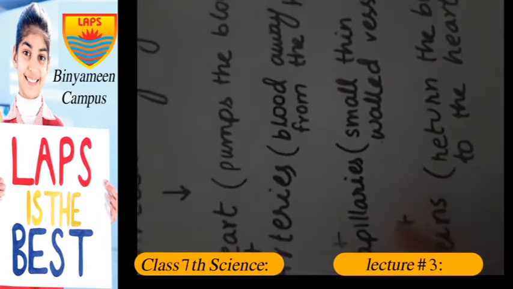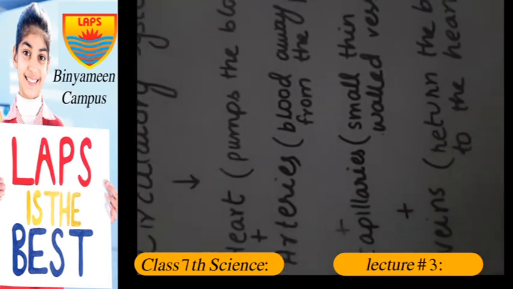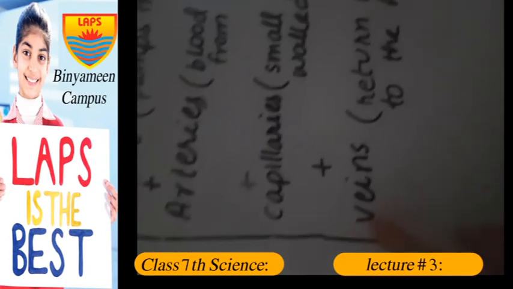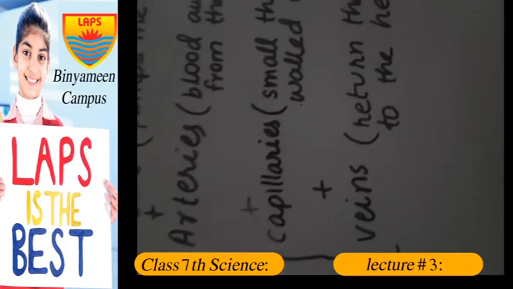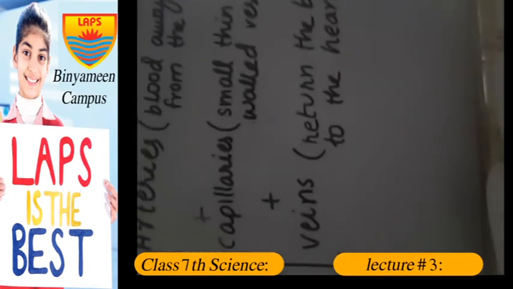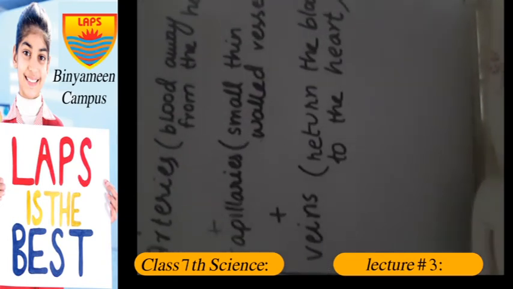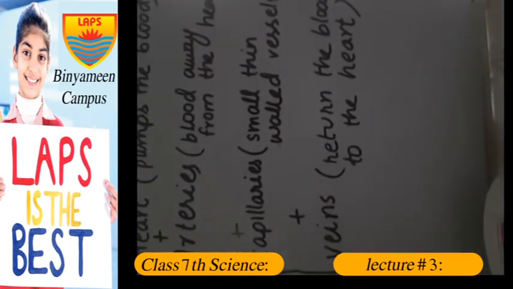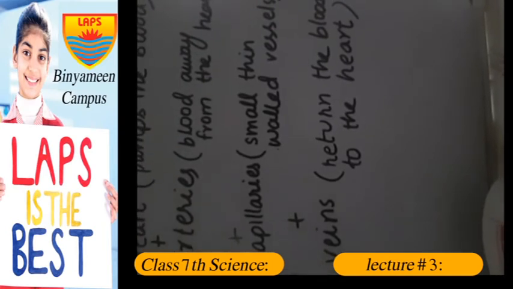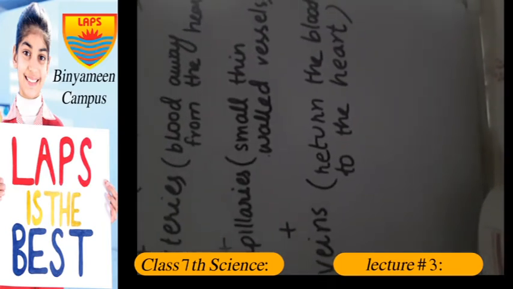These thin capillaries again join up to form the larger blood vessels called veins. What do these veins do? These veins will return the blood again to the heart. So that's how the circulatory system works.